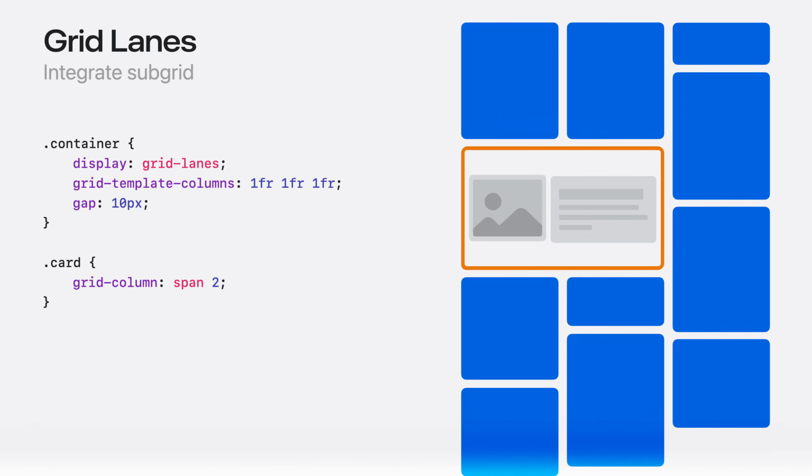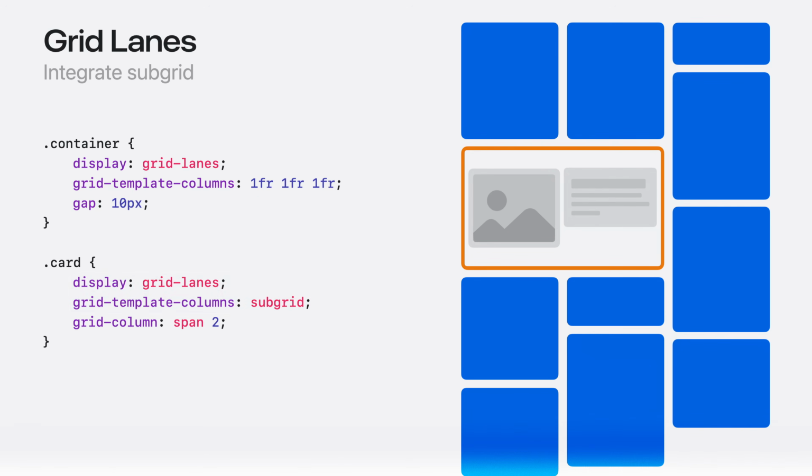I've turned one of our items into a recipe card that spans 2 columns. Inside the card is an image and some text, neither of which participate in the Grid Lanes layout. Add display Grid Lanes and Grid Template Column Subgrid to the card, and its contents join the parent layout as their own items. The image takes one column, the text takes the other, each size to its content.